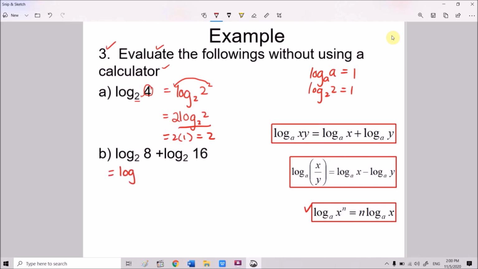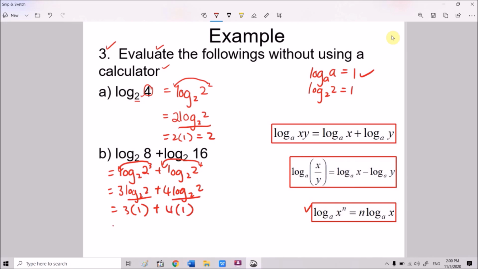We try again. Log base 2. So 8 is actually 2 to the power of 3. And 16 is 2 to the power of 4. So I move the 3 to the front first. Always move the power to the front first before you convert this. Okay, so the 4 as well, I bring to the front. So again, we use log base a of a equals 1. So this becomes 1, and this also becomes 1. So 3 plus 4 equals 7.